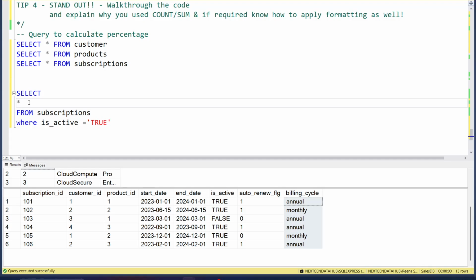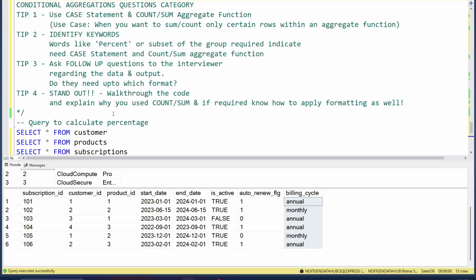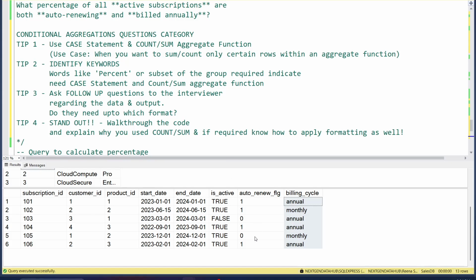And so we need to count all the subscriptions, and we need to count only the ones which are being renewed, auto renewed and billed monthly, annually. So this falls under what I call the conditional aggregations question category. We need to use a case statement and a count or a sum aggregate function. Making use of these makes writing this query very simple. We are using it because we want to sum and count only certain rows within an aggregate function.